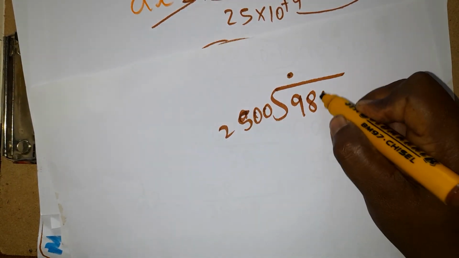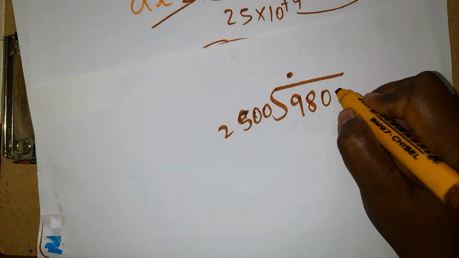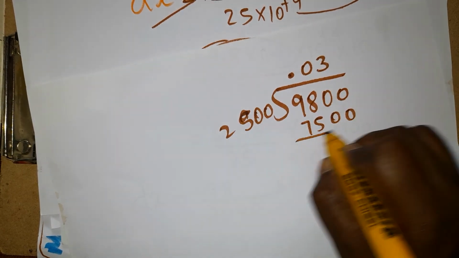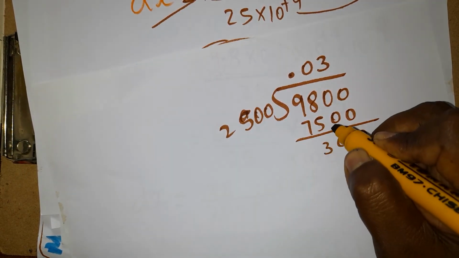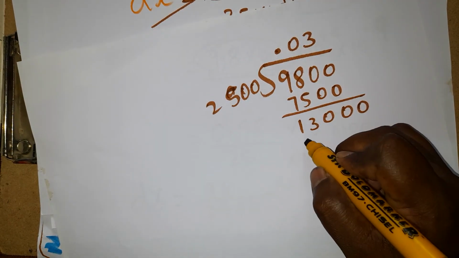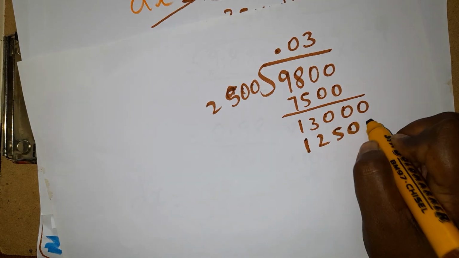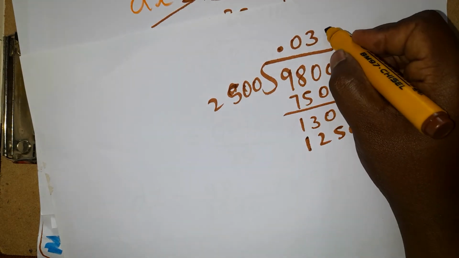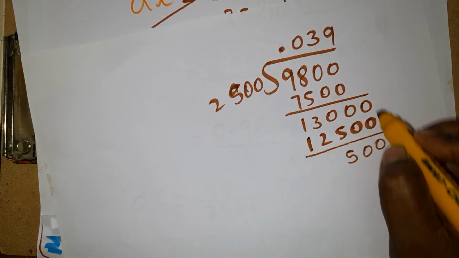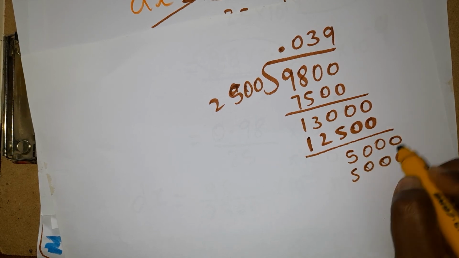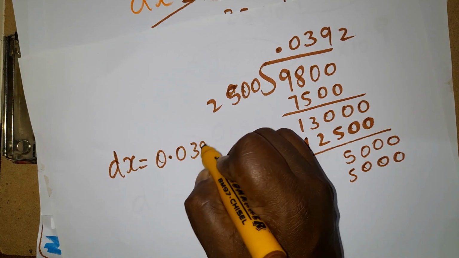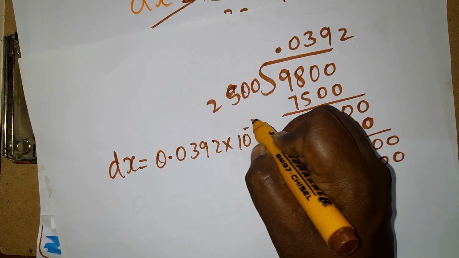0.0. Now we are not able to do the division, so include one more 0. 7500, how many times? 3 times. The remaining value is 0 0 3. Again 1 will be there, again 0, so 1 2 5 0 0. Now we get 9 times. The remaining value is 0 0 5. Again one more 0, 5000 gives 2 times. So finally the answer, the dx length, is going to be 0.0392 into 10 power minus 5 meter.